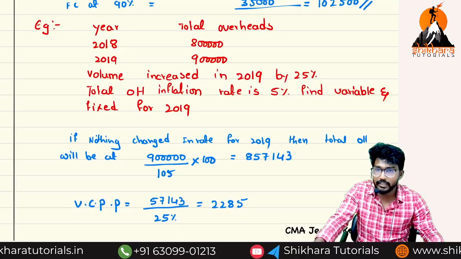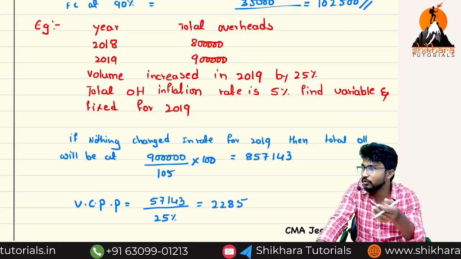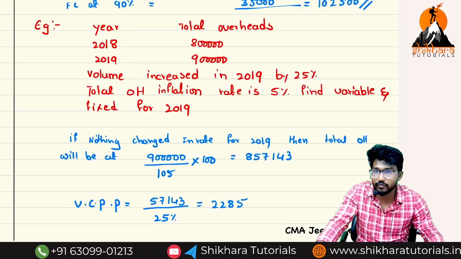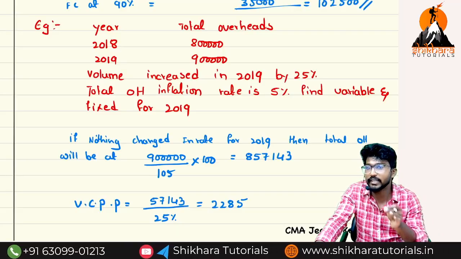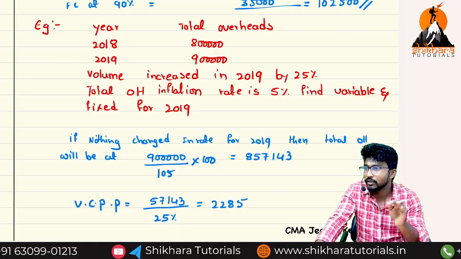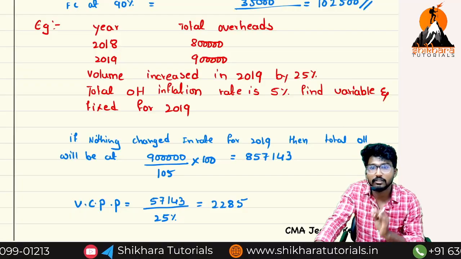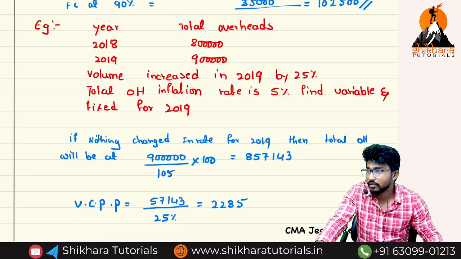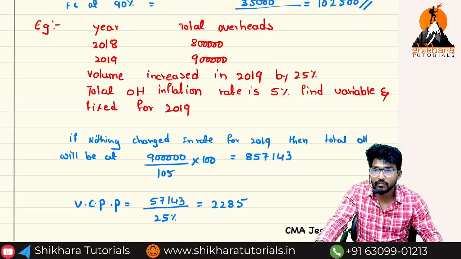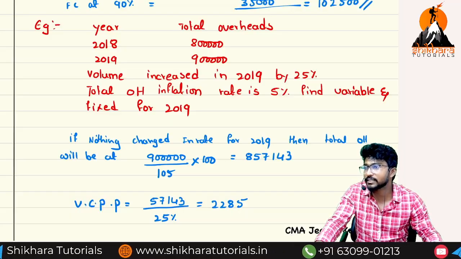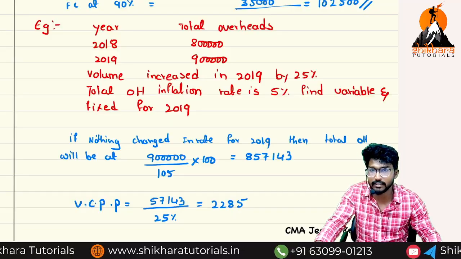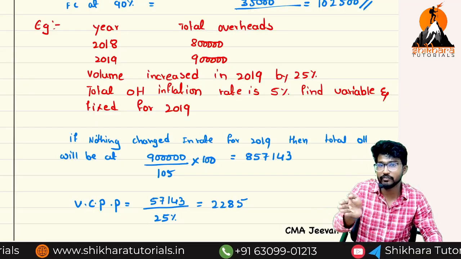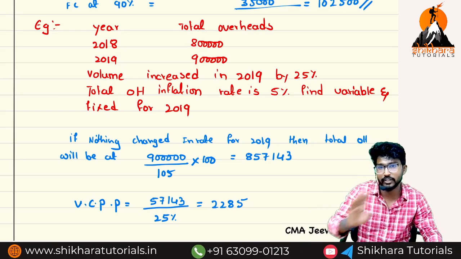By making it 2019, what is the total cost? We have 9 lakhs. 9 lakhs divided by 105 into 100. For 2019 the total cost is 8,57,143. If nothing happened in rate, nothing affected due to rate, then the cost would be how much? 8,57,143. Now what is the change? 57,143. For how much percentage? 25% change. Now I am taking 2018 as the base year. For the base year, what is the percentage? 100%. From 100% it is increased by 25%. 100 plus 25%, it is 125.